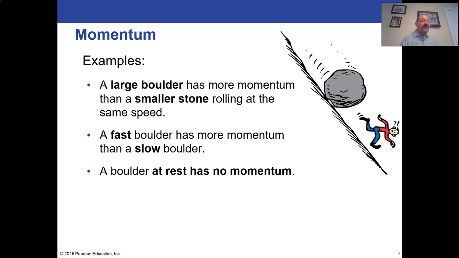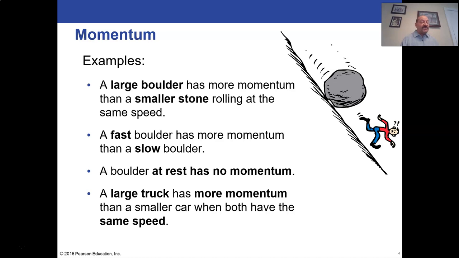At rest, the boulder has no momentum. No matter how gigantic an object is, no matter how much mass it has, if it's not moving, it has zero momentum. Remember, momentum equals mass times velocity. If velocity is zero, no matter what m is, m times zero is still zero momentum.